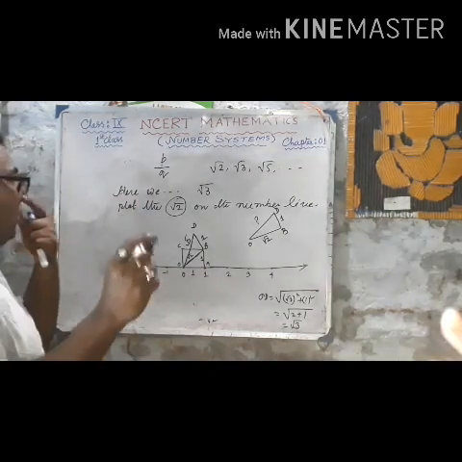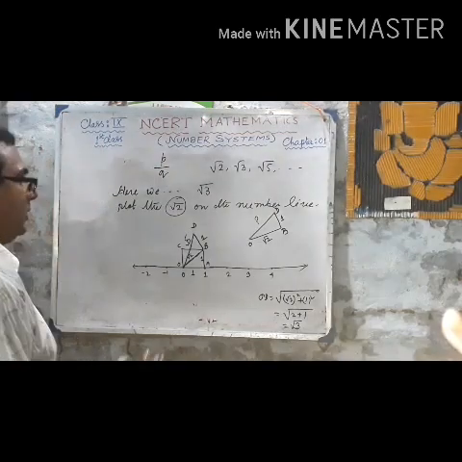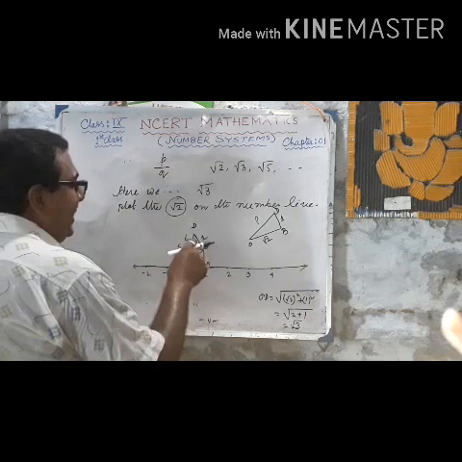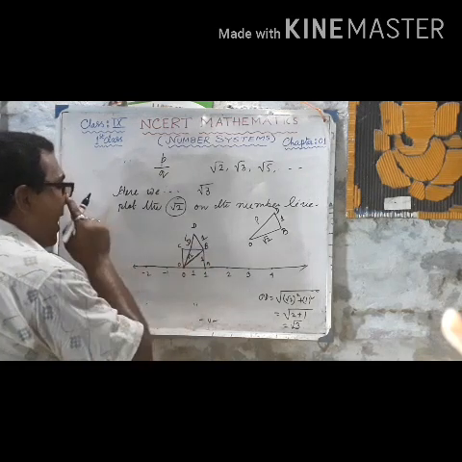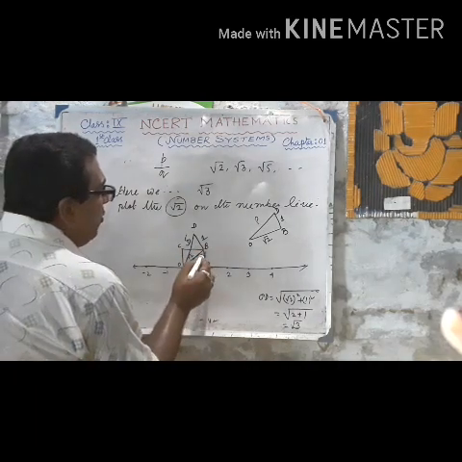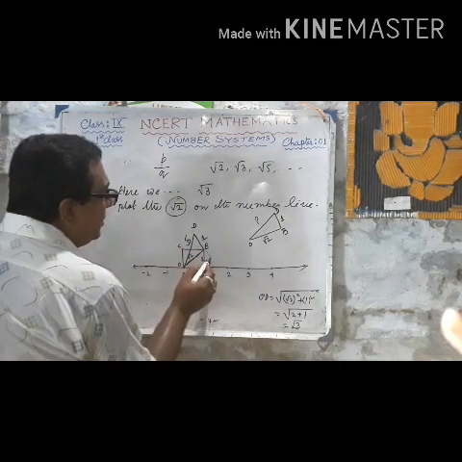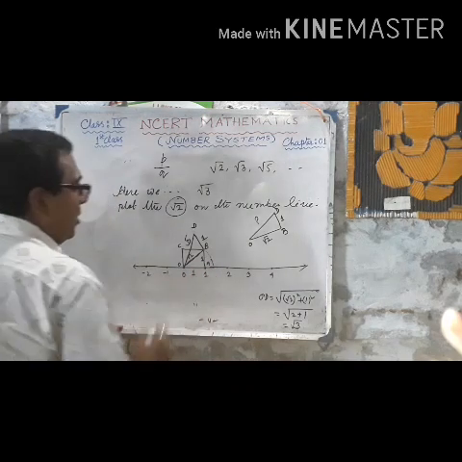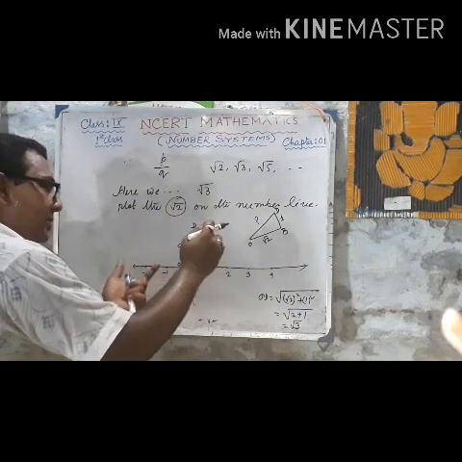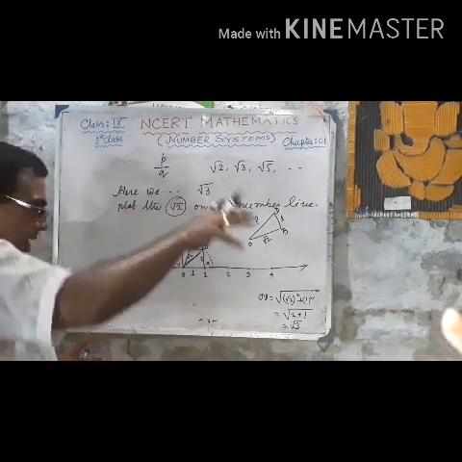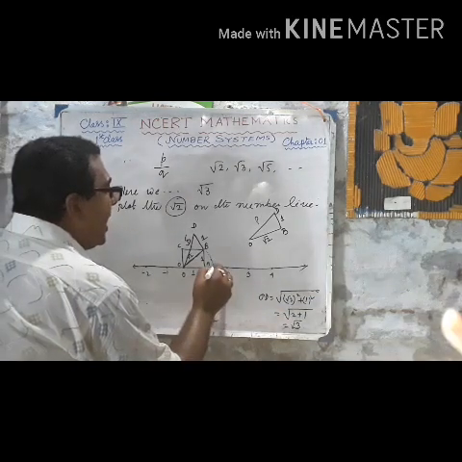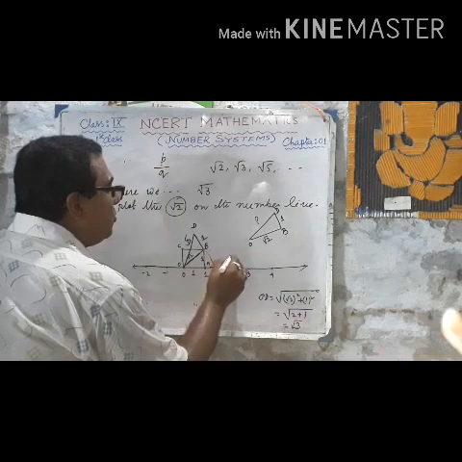When we plotted root 2, the process was: taking O as center and OB, of length root 2, as the radius, we draw an arc. It intersects the number line at the point P, and the point P denotes root 2.